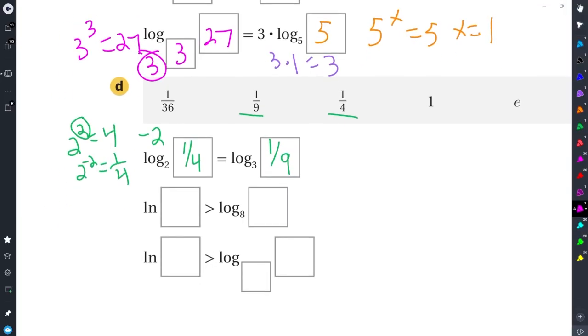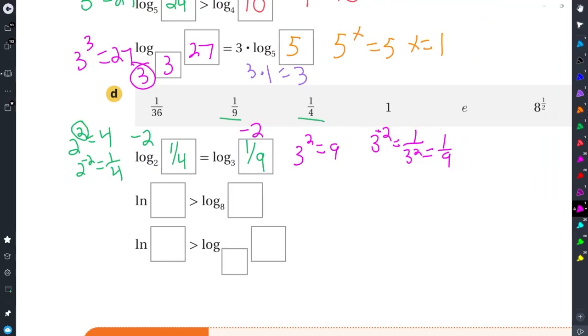Then we have the same thing here, kind of, where 3 to the second power is 9, but it's in the denominator. So I want 3 to the negative second, which means 1 over 3 squared, which is 1/9. So this right side is also equal to negative 2.